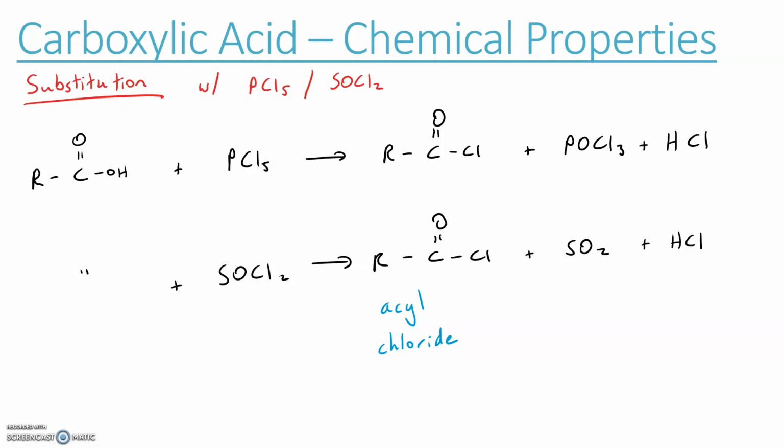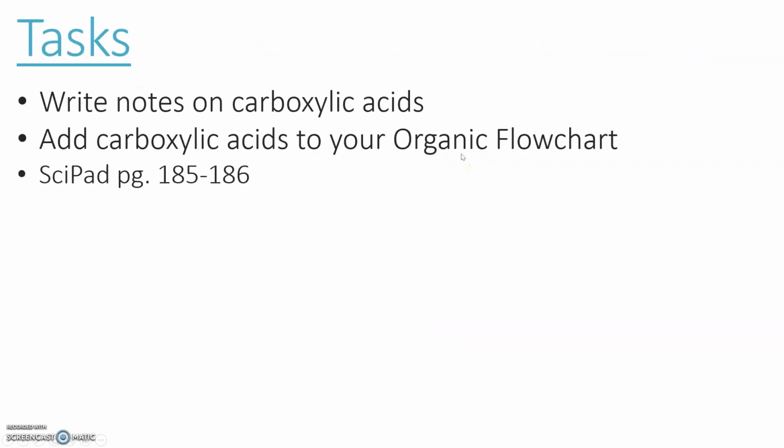Okay, substitution reactions with PCl5, SOCl2 or PCl3 is a substitution reaction. These other products over here aren't that important. What's important is the organic product, which is an acyl or acid chloride. So all we're doing is replacing the OH on the carboxylic acid with a chlorine atom, which gives an acyl chloride. Okay, and that is carboxylic acids.